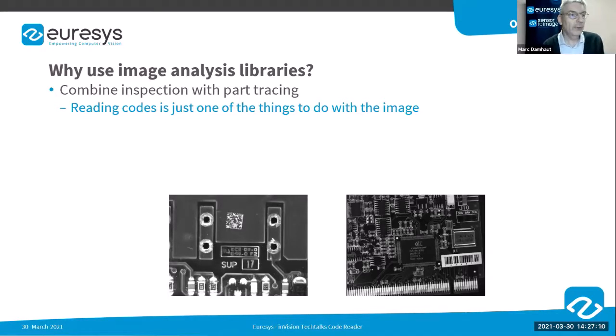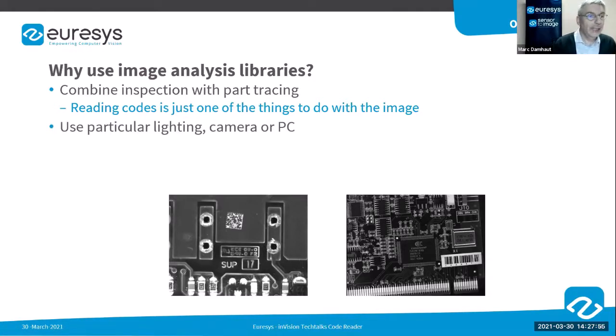customers very often want to combine inspection, combine measurement with code reading, with part tracing, with part tracking. At the same time, they want to inspect a product, a part, an object, and they want to identify it for tracing it. In other words, reading codes is just one of the things they want to do with the image. They want to carry out different kinds of measurement, and reading codes is just one of them. We have a couple of examples here where we have a barcode printed on a PCB, or a data matrix code printed on the PCB.